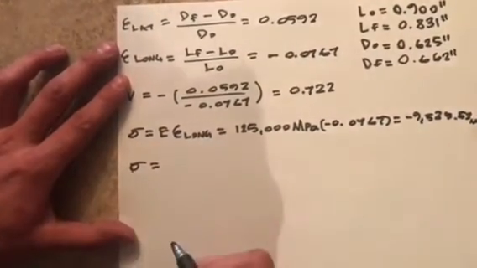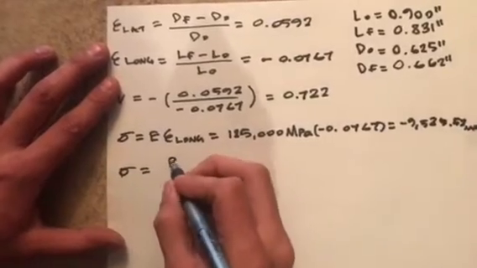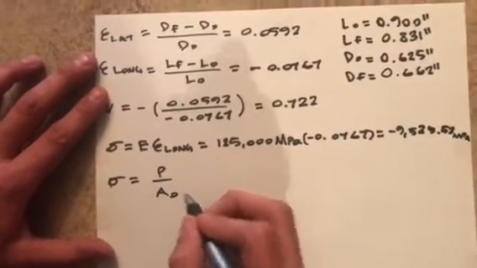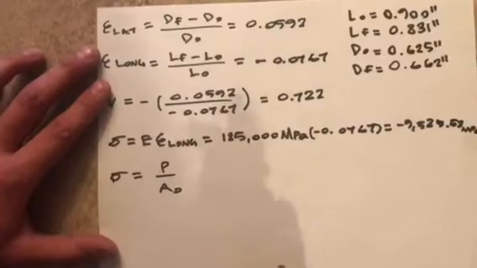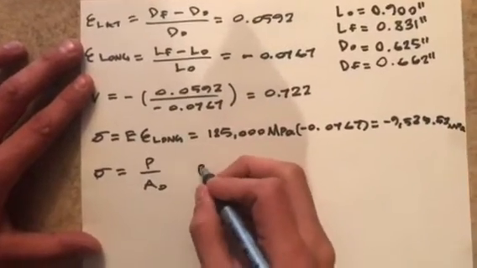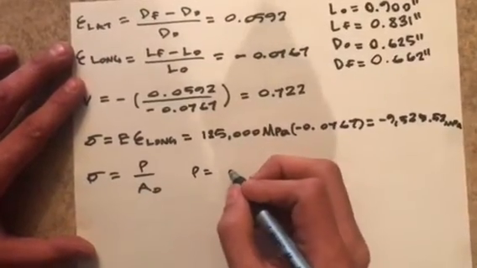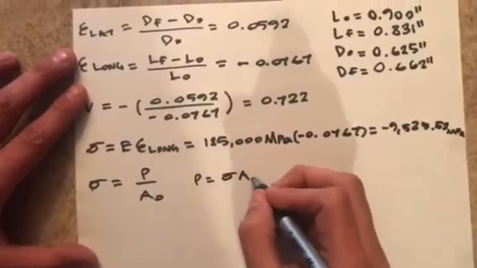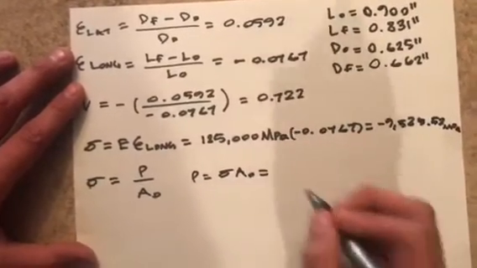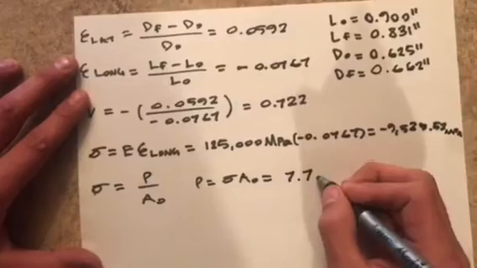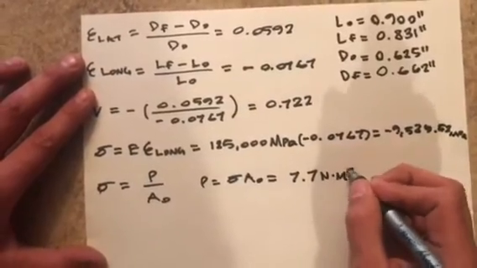So now that we know the stress, we can calculate the normal internal force. We know the area. We know that the internal normal force is equal to the stress times the area. And that's equal to 7.7 newtons per meter squared.